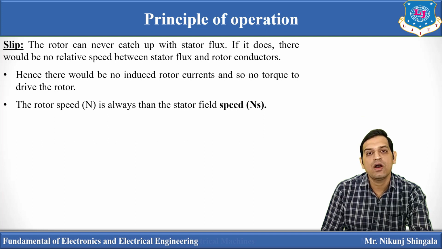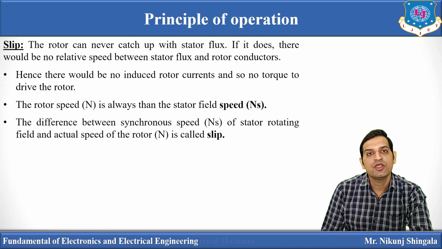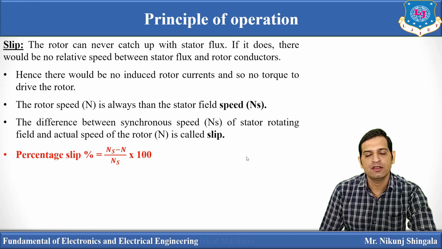The rotor speed n is always less than the stator field speed ns, and the difference between the synchronous speed ns of the stator rotating field and the actual speed of the rotor is called slip. Slip is usually measured in percentage. So percentage slip is given by (ns minus n) divided by ns, into 100, where ns is the synchronous speed and n is the speed of the rotor. Whenever the rotor is standstill, the speed of the rotor is 0, so slip becomes 1. And whenever slip is 0, then ns is equal to n, which is not possible. Slip is also related to the torque.